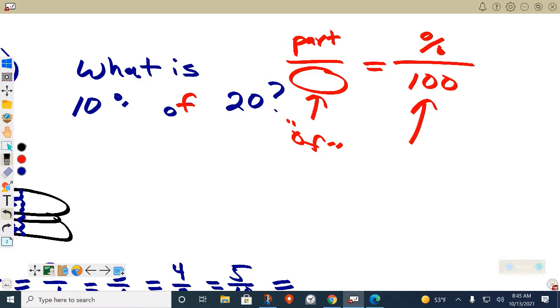What comes after the word of here in this problem? One more time? Thank you. There's of 20, so 20 is the whole. What's the percent in this problem? Thank you. And then the part is what's unknown. I think 2 is the answer, if you did it in your mind.